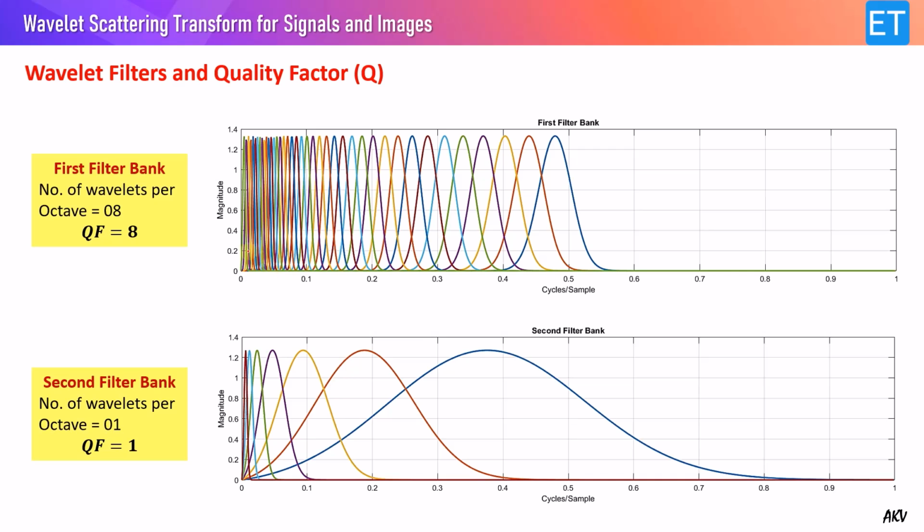So here I have shown the first wavelet filter bank, which has the quality factor 8. Quality factor 8 means in one octave we are using 8 wavelets. So obviously these wavelets are very close to each other. I mean their frequency variation is near to each other. This is the second filter bank, which uses only one wavelet per octave. So in that band of frequency I'm using a single wavelet.